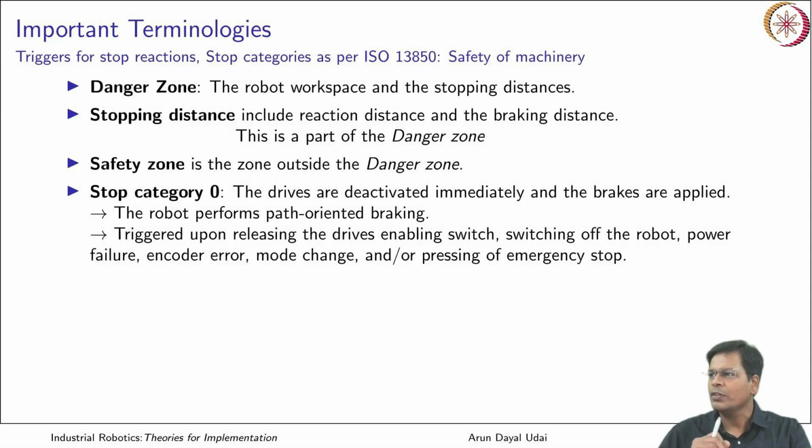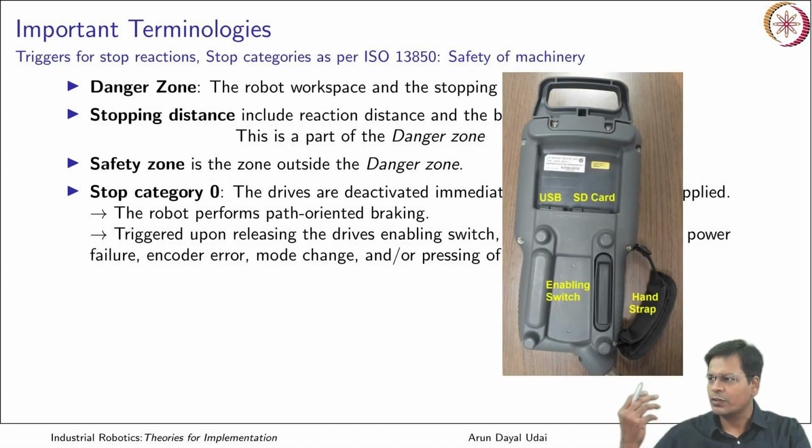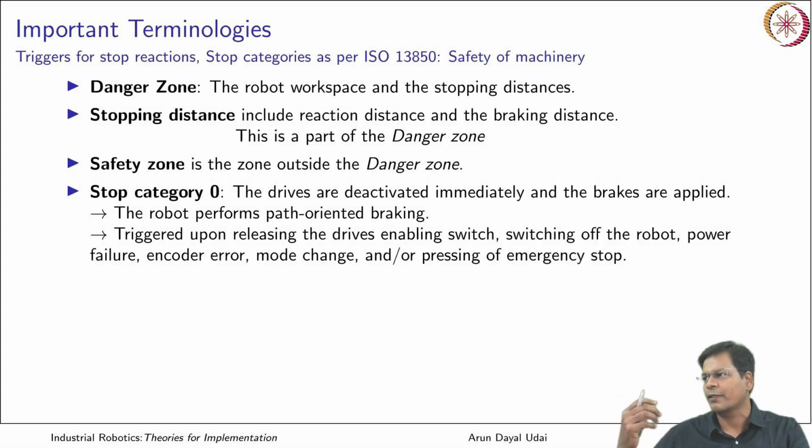This is triggered upon releasing the drive's enabling switch. There is an enabling switch on the back part of your teach pendant. I will show you that. If you just release that enabling switch, what happens? It will immediately apply stop category 0 braking. Switching off the robot falls under stop category 0. Power failure, any encoder error, all these fall under emergency braking.